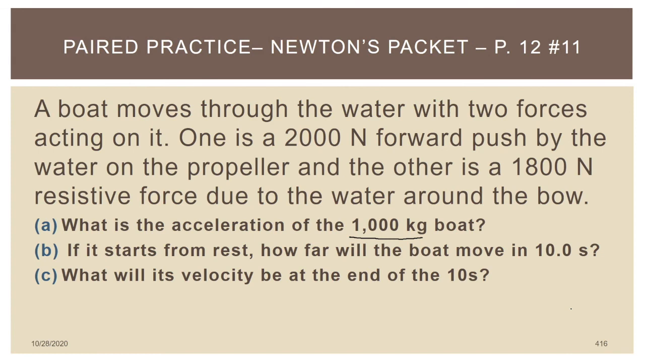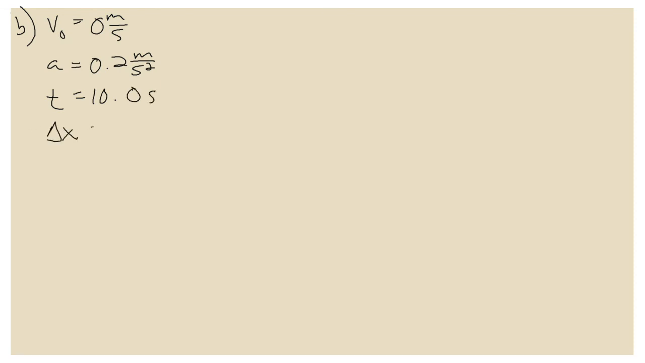So B and C are asking you to apply the kinematic equations. We've got 10 seconds given in the problem here. So we're trying to find out how far the boat moves and what its velocity will be if it starts from rest. And so for part B, we have here the initial velocity is 0. We know the acceleration, because we just found it, is 0.2 meters per second squared. And we know that the time is 10.0 seconds.